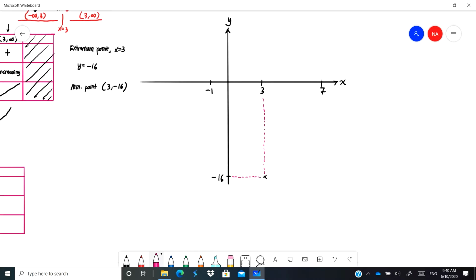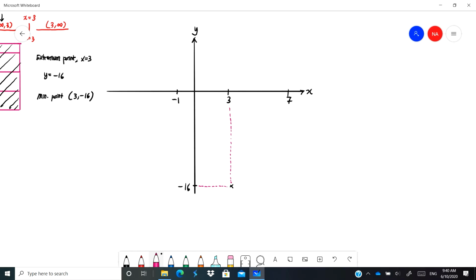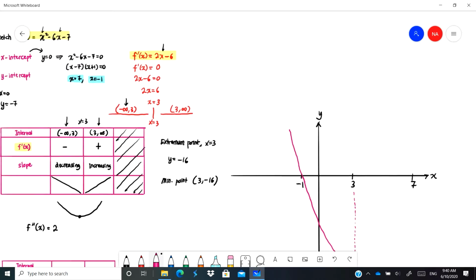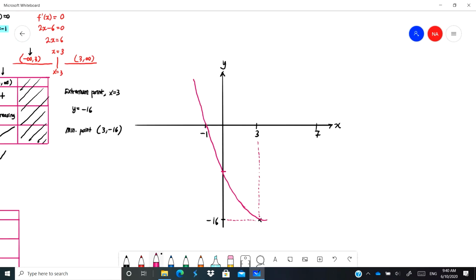We know that from -infinity up to 3 the function is decreasing, something like this. And from 3 up to infinity it will be increasing, but you must have a very smooth shape. We're going to have the turning point here, passing through -1 because it is an x-intercept. And the y-intercept is given by -7 here, so the value of y is -7 here.